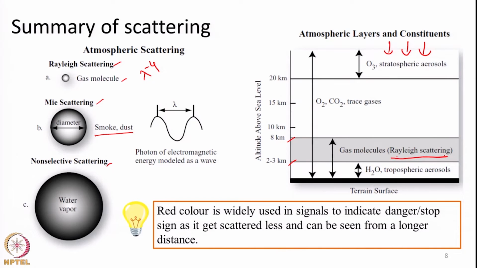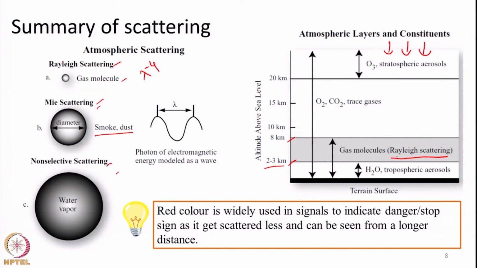Once it comes very close to the surface, within the last 2 to 3 kilometers, the EMR will encounter water particles, dust particles and everything, which will cause Mie scattering and non-selective scattering. So, Rayleigh scattering happens relatively higher up in the atmosphere, and Mie scattering happens relatively lower, much closer to the surface. Okay.